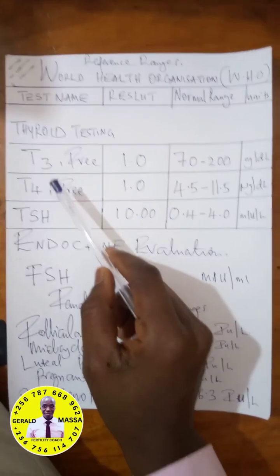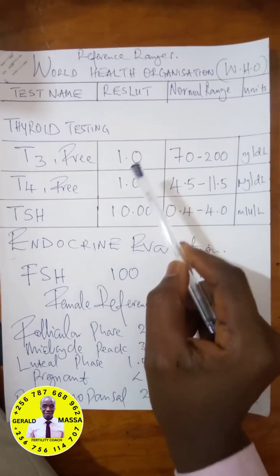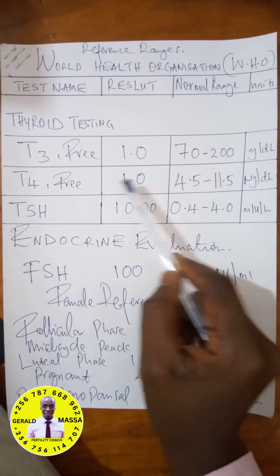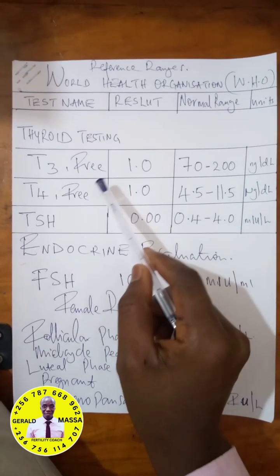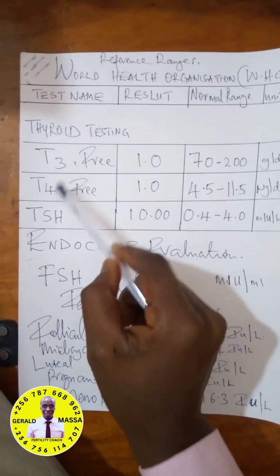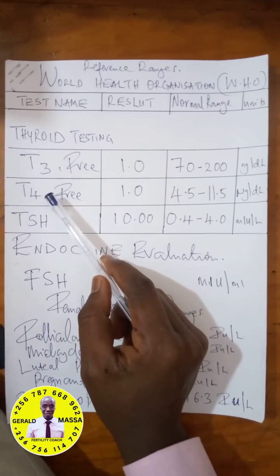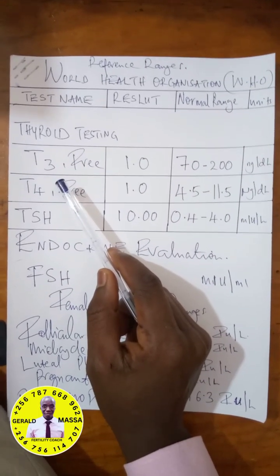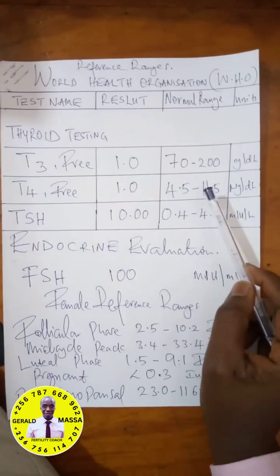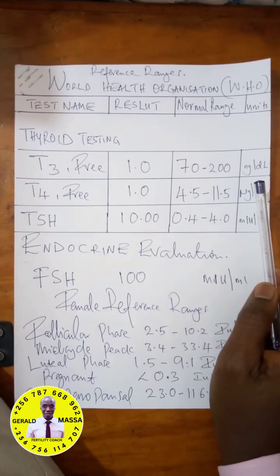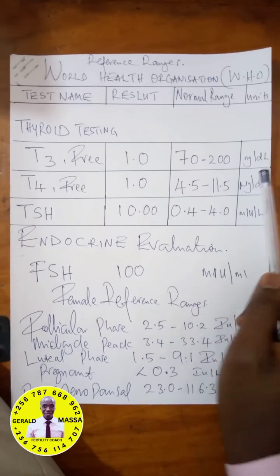I'll repeat again. According to the report, she scored 1.0 of T3 and 1.0 of T4. This simply means that her thyroid gland is underproducing the two hormones, T3 and T4. There are many conditions that could bring about this. These conditions could originate in the thyroid gland itself, or they could originate from the brain, a particular part of the brain known as the pituitary gland.